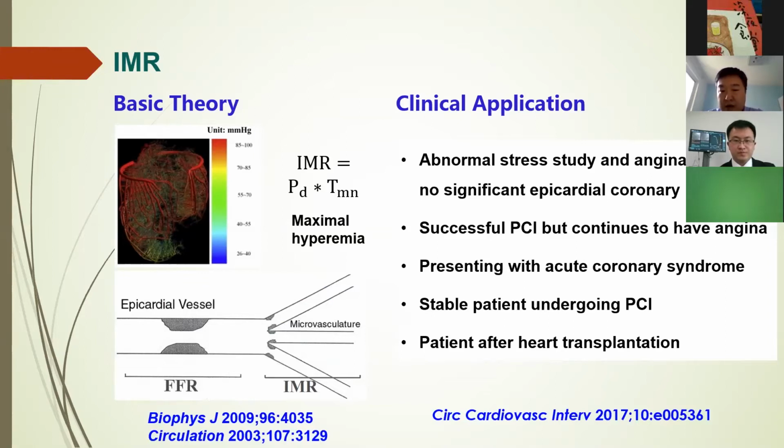The IMR has different applications. For example, a patient who has an abnormal stress study and angina, but has no significant epicardial coronary lesions. A patient who is successful for PCI, but continues to have angina. Also, a patient presenting with acute coronary syndrome. Also, a stable patient who, after PCI, is still uncomfortable. Another very important one is a patient after heart transplantation.